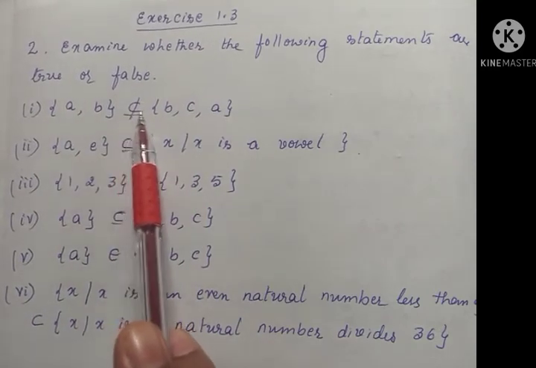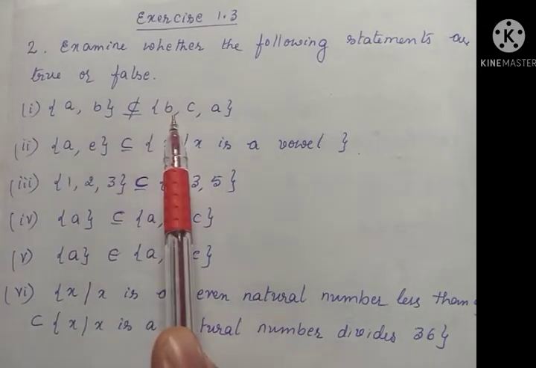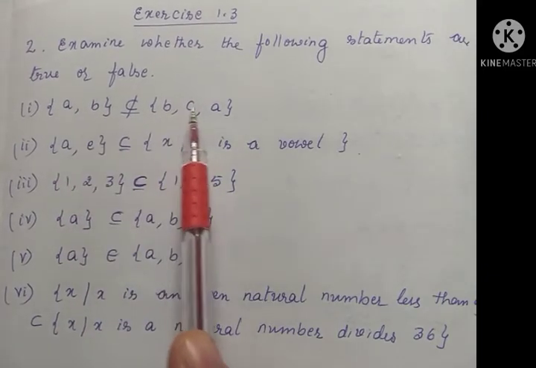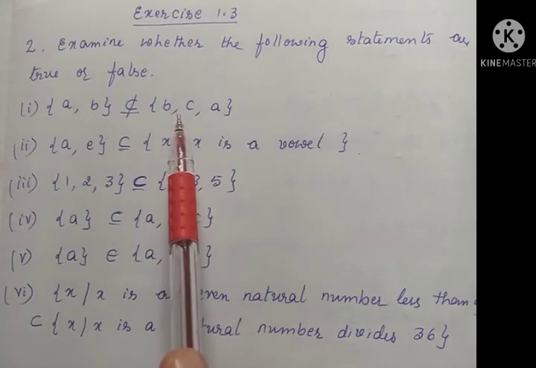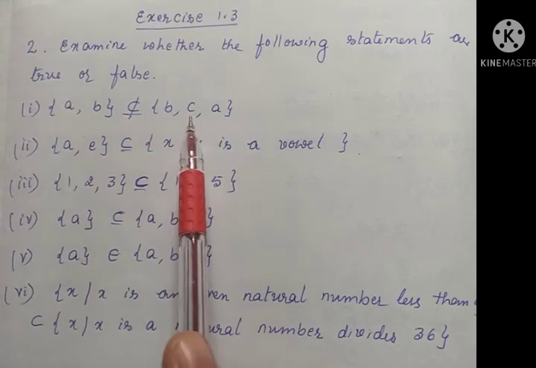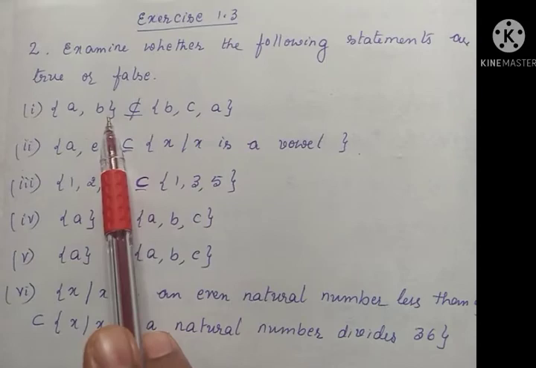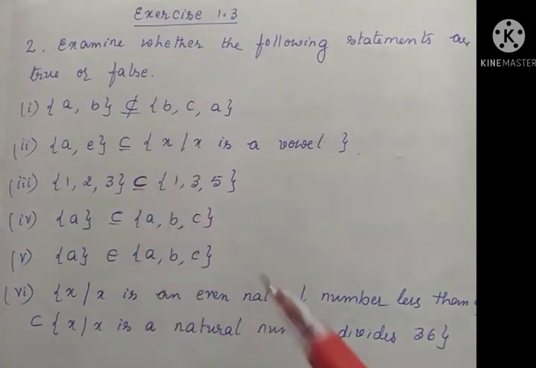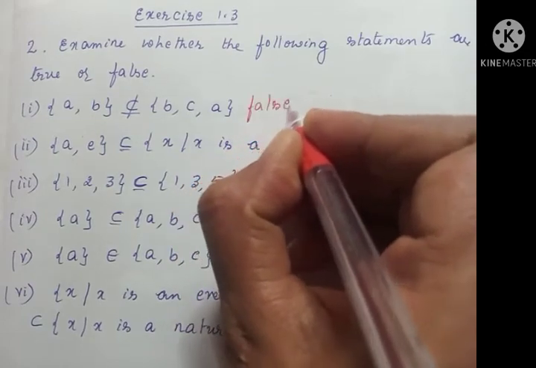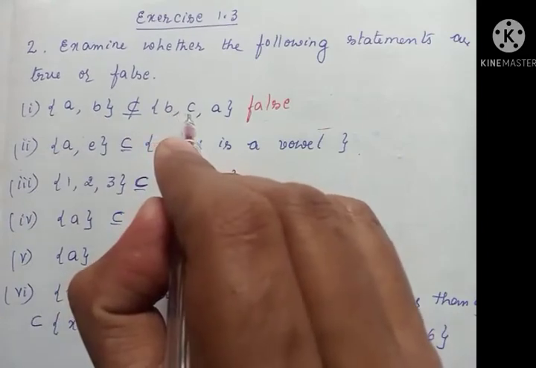Here they have written that the first set is not a subset of B. Let's check. AB, here also BA. You know that in a set, order does not matter. So A and B both belong to this set. But here they mention that the given set is not a subset. This is a false statement, because the first set is a subset of the second set.